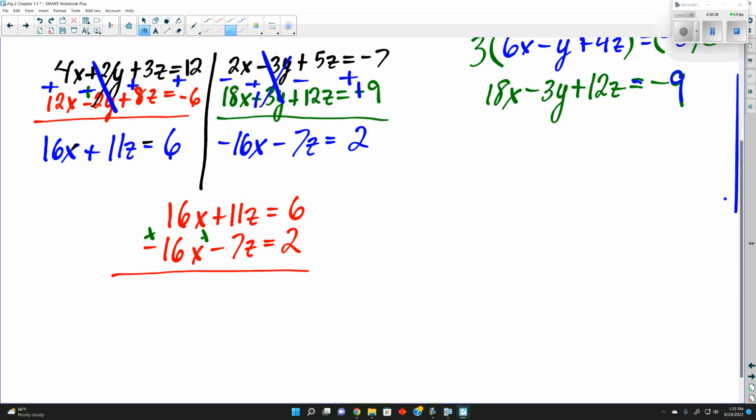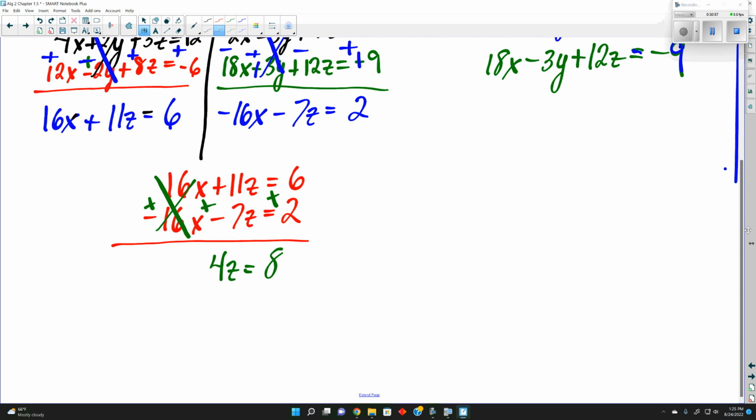Because the signs are opposite. Because 16 plus negative 16 is the same as 16 minus 16, which is indeed 0. 11 plus negative 7, 11 minus 7 is 4. Yep. Okay. So we've gone from three equations with 3 variables to 2 equations with 2 variables.